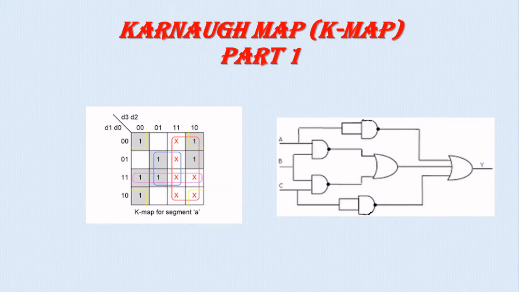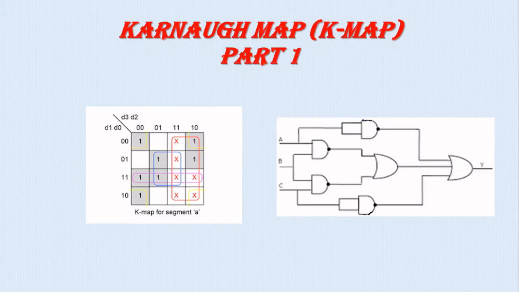Hello viewers, welcome to this video lecture on Karnaugh map that is shortly called the K-map. Earlier we had seen the simplification of Boolean expressions using Boolean laws and theorems. The disadvantage of those methods was that as the number of variables increases, the simplification becomes complex, time consuming and may become erroneous.